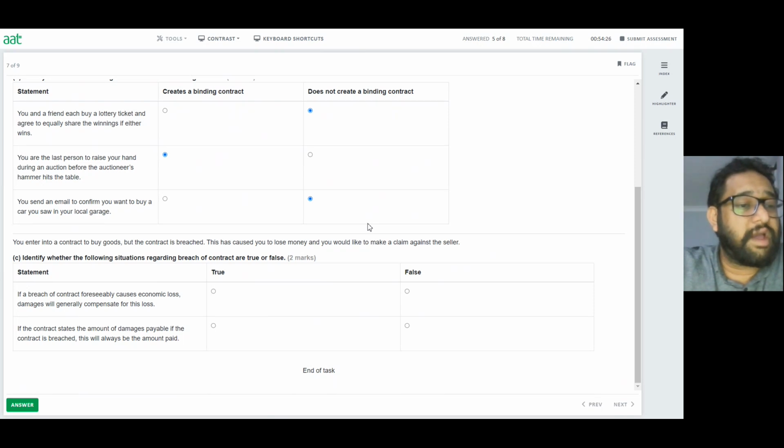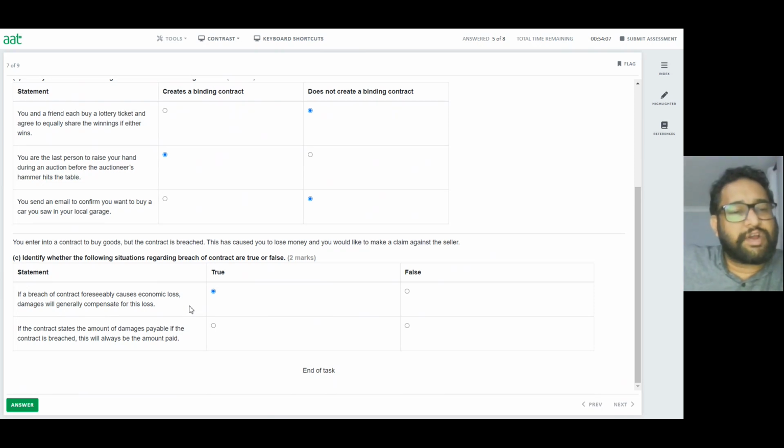They're saying here, if a breach of contract foreseeably causes economic loss, damages will generally compensate for this loss. Yes, that's true, because normally if you have suffered an economic loss, you may be able to claim damages. Yes, it will try to compensate for that loss.